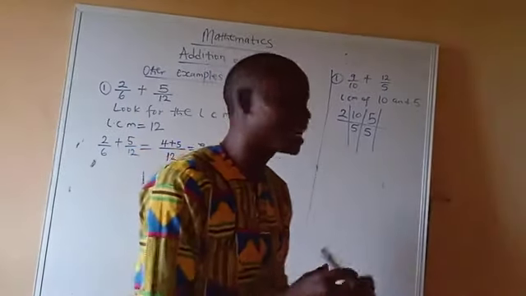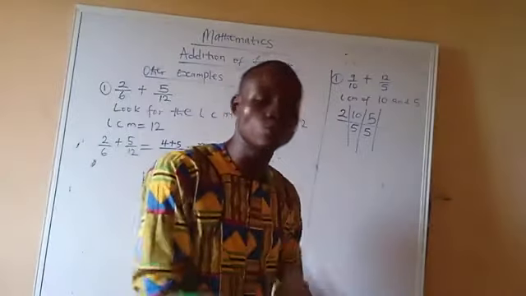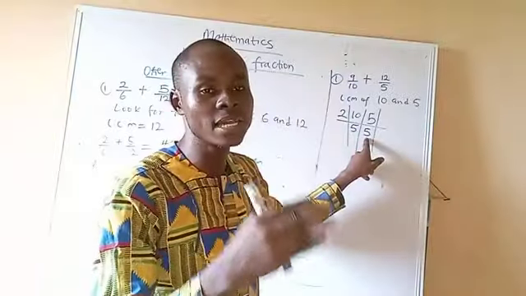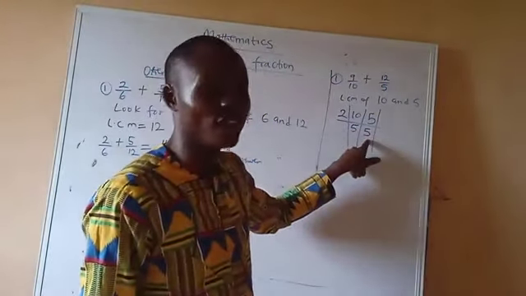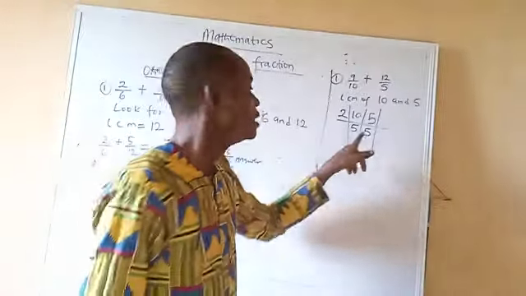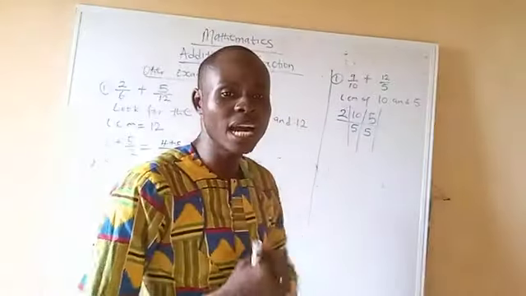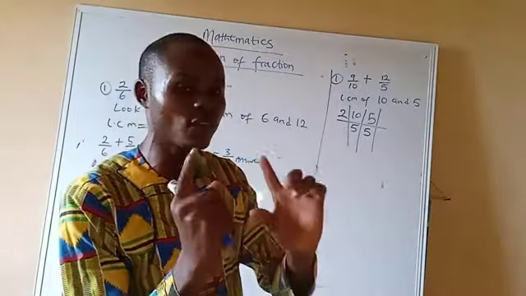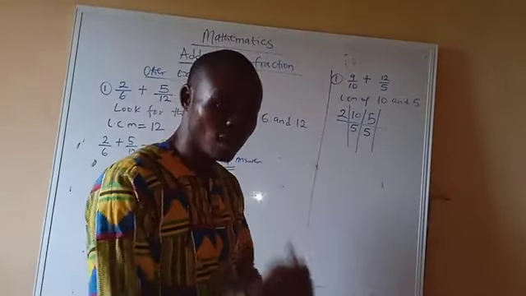What's the smallest number that can divide these two, 5 and 5, without remainder? Let's try 2 first. Can 2 divide 5 and this 5 without remainder? The answer is no. Let's try 3. Can 3 divide 5 and 5 without remainder? The answer is no. There will be remainder. Let's try 4. Can 4 divide 5 without remainder? The answer is no. There will be remainder. Don't forget, we are not looking for the one that will give us remainder. Now we have tried 4. Let's try 5 as the smallest number now.